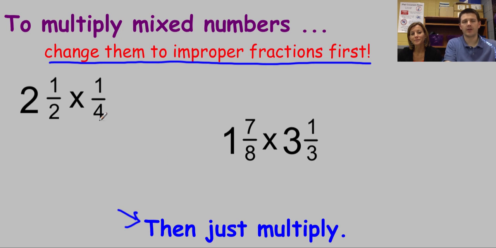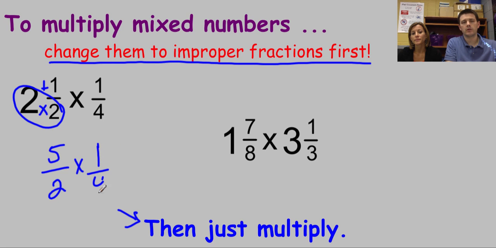All right, hope you got it written down. So here we have 2 1/2 times 1/4. 2 1/2 is a mixed number, so we're going to change it to an improper fraction. 2 times 2 is 4, plus 1 is 5, so 5 halves. 1/4 is just a regular fraction, so we're going to leave it alone. And then we're going to go ahead and multiply.